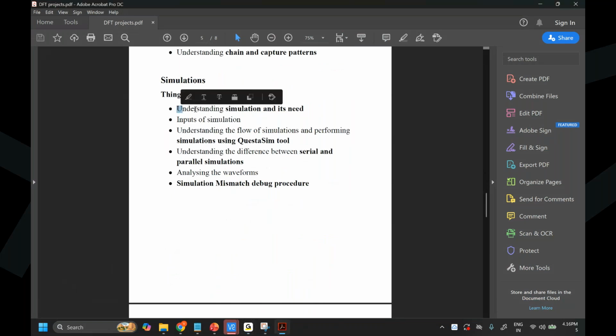And for simulations, along with the theory concept, we'll practically demonstrate it in the lab, same as what I had explained in the theory portion. Simulation and its need; the flow of simulations using the simulation tool; the difference between serial and parallel simulation and why we require both; how to analyze the waveforms; and how to debug if there are any simulation mismatches. The concept of simulation we will understand by practically demonstrating it in the labs.